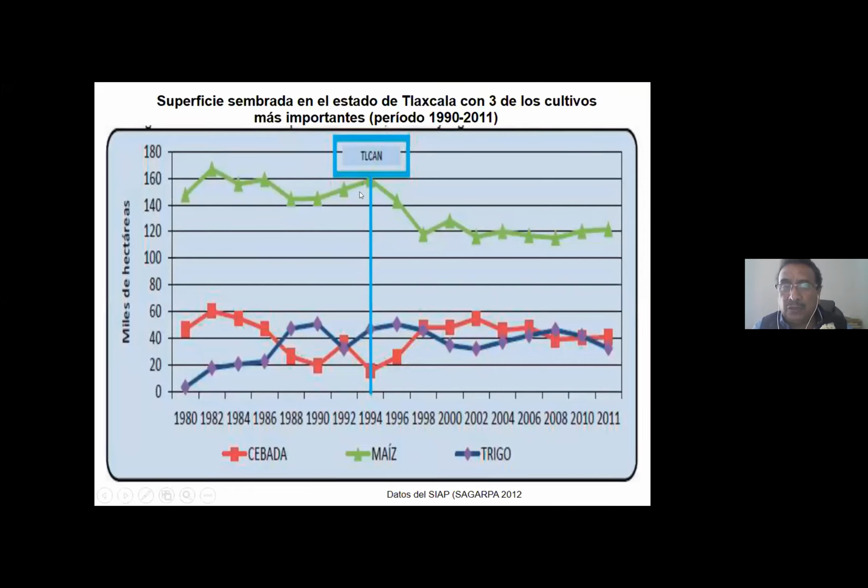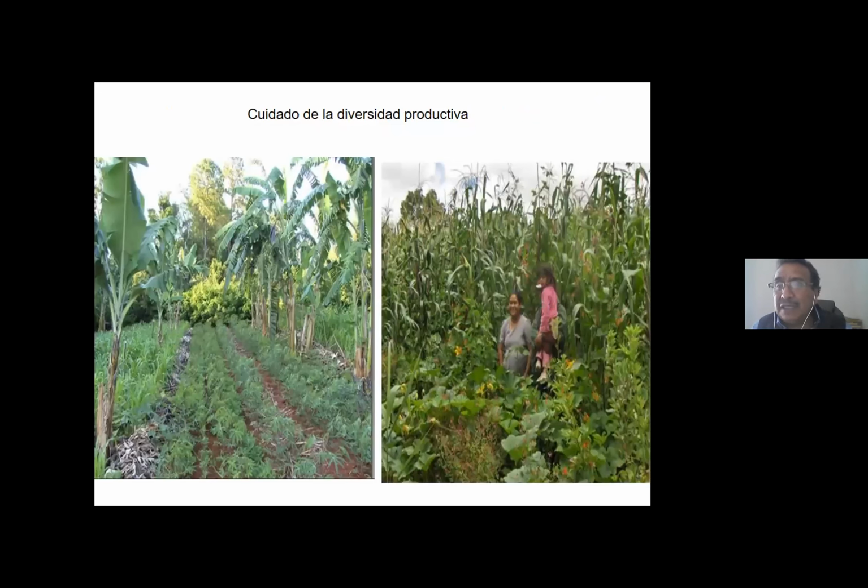My state produces a lot of corn. It's one of our main crops. Before NAFTA, the free trade agreement, we produced around 160,000 tons, and now this has reduced, and now we have about 120,000 hectares that we produce in Tlaxcala. Of that 120,000 hectares, the majority are these varieties of corn, the native corn.